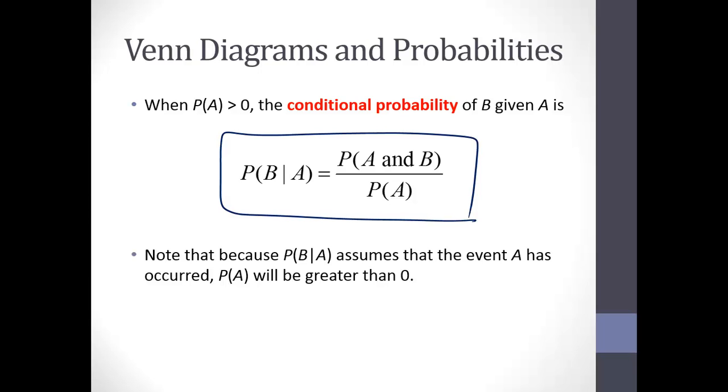So this is, I believe, our third formula here. We had our general addition rule, we had the complement rule, and now we have our formula for a conditional probability.